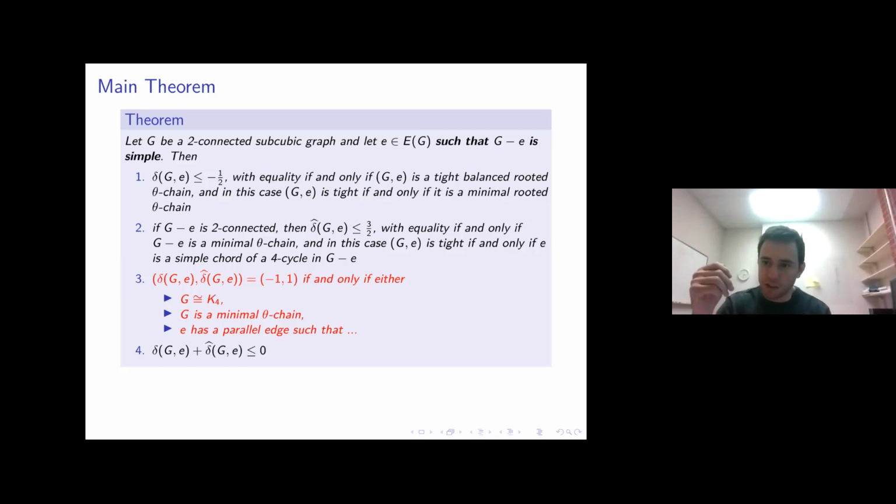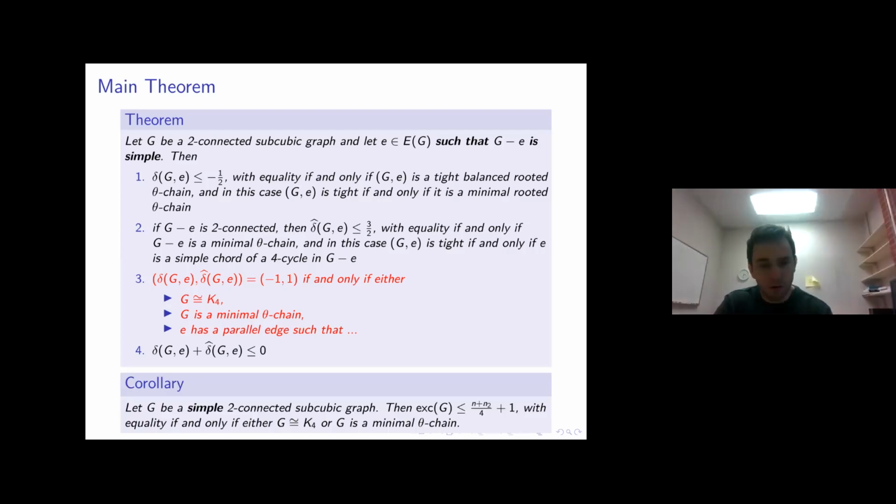There's 2 other cases here that I ran out of room for on the slide, so I didn't write them, but they only pop up in the induction. They're just technical results of cases where there's a parallel edge. Funny stuff can happen that pops up, but okay. And so, as a corollary, the excess bound, or equivalently, the TSP bound is tight with equality if and only if G is K4 or G is a minimal theta chain.